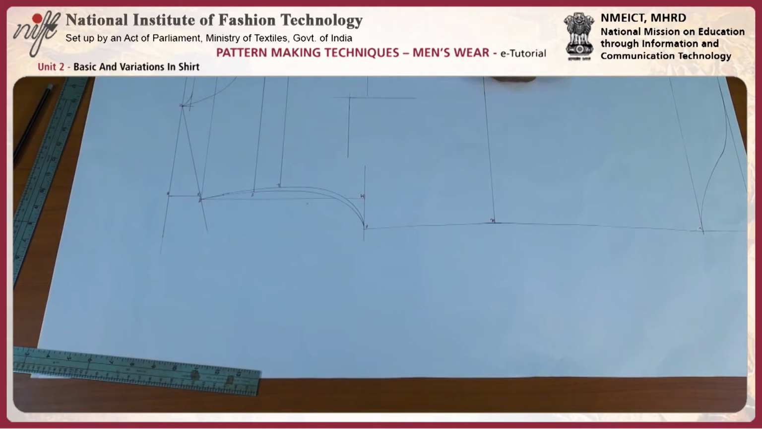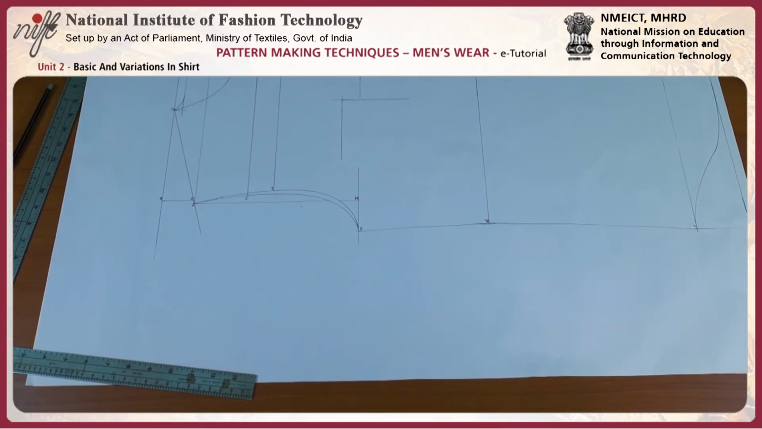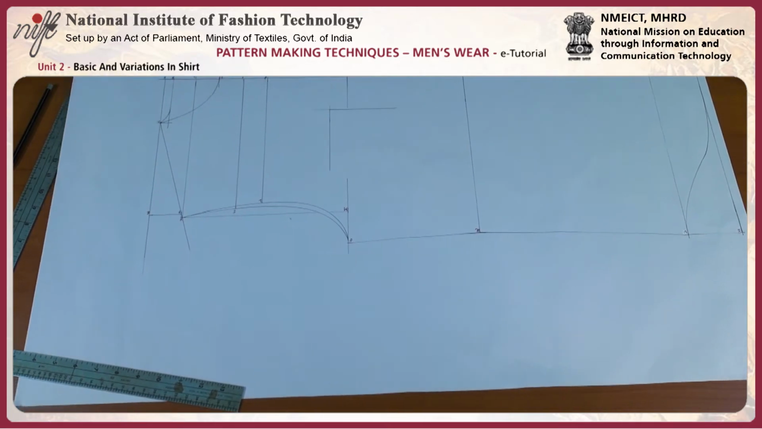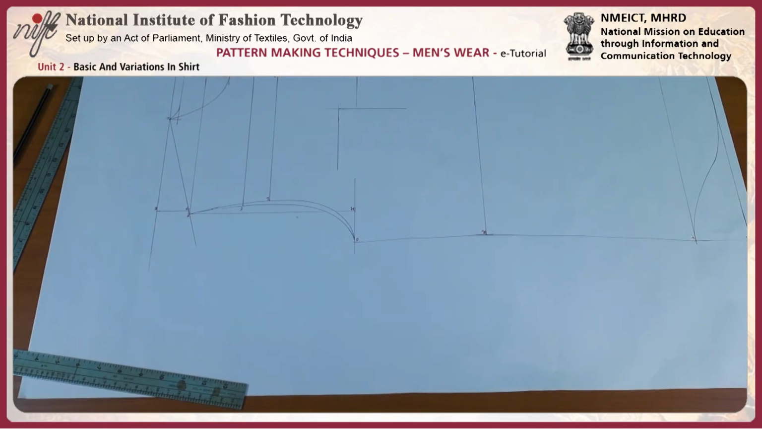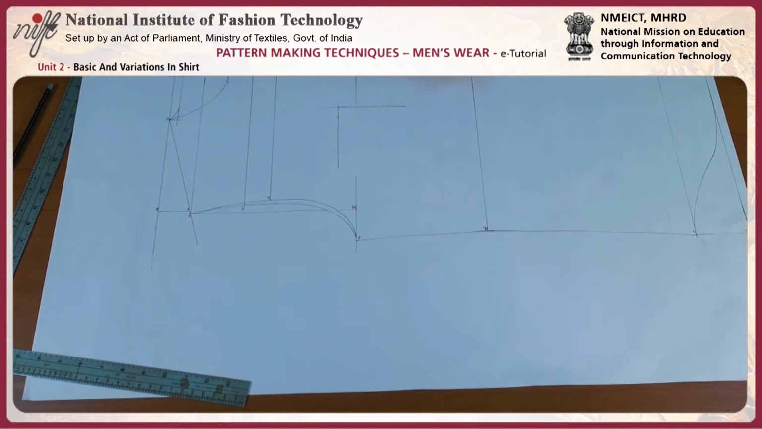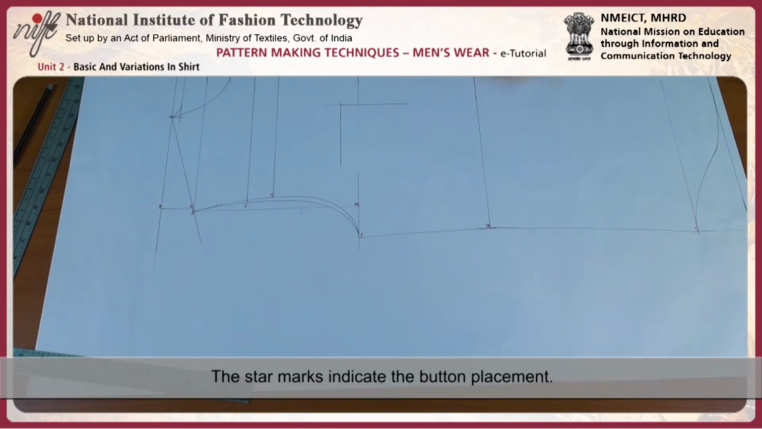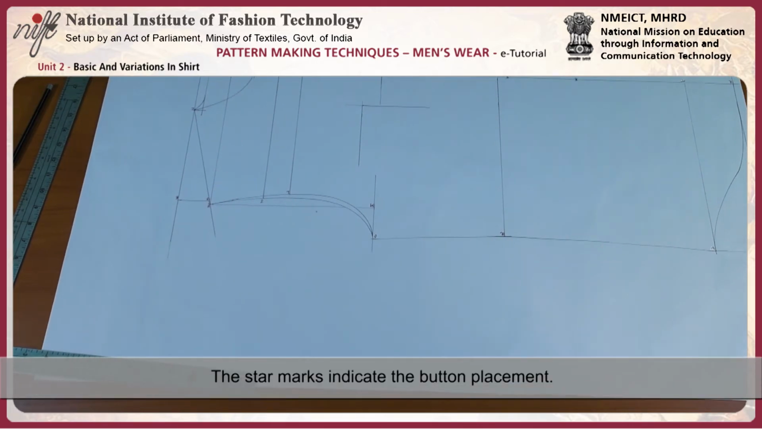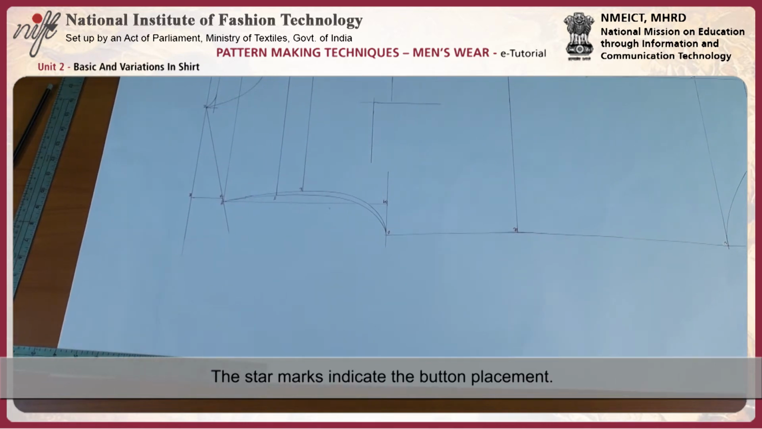Number of buttons can depend upon the length. Now it is including collar button: 1, 2, 3, 4, 5, 6 buttons. It can be 7 too if it is required. These star marks indicate the button placement.